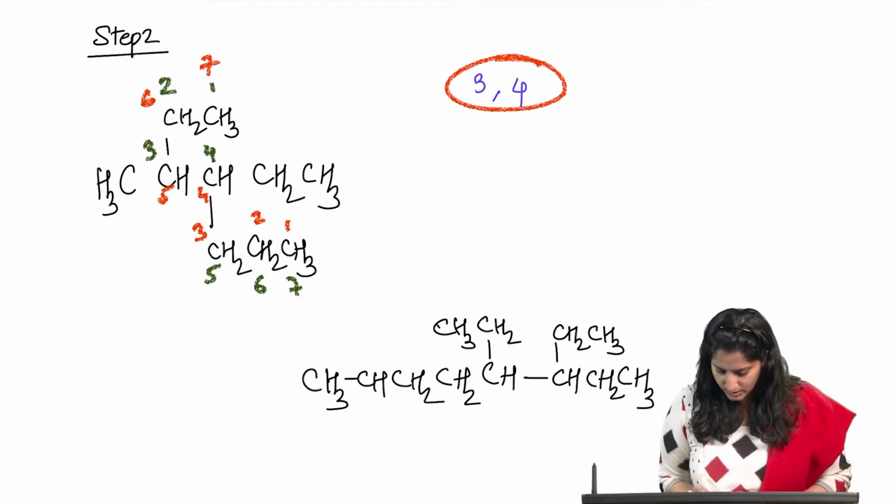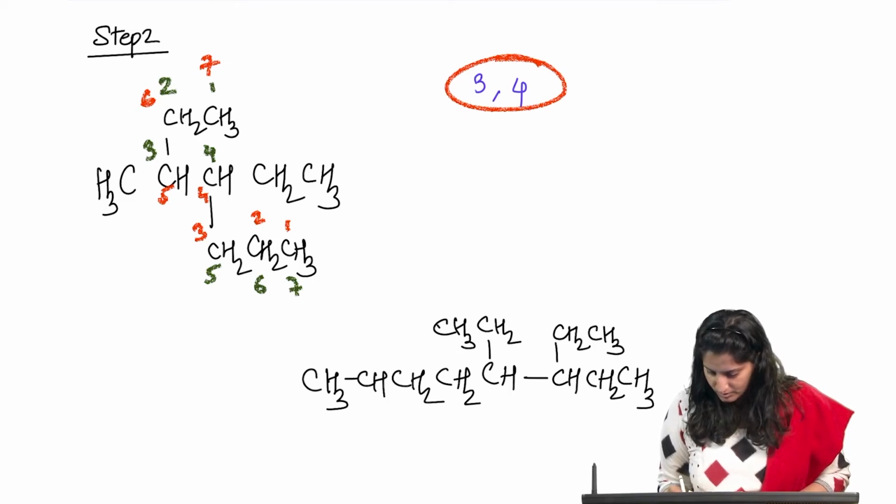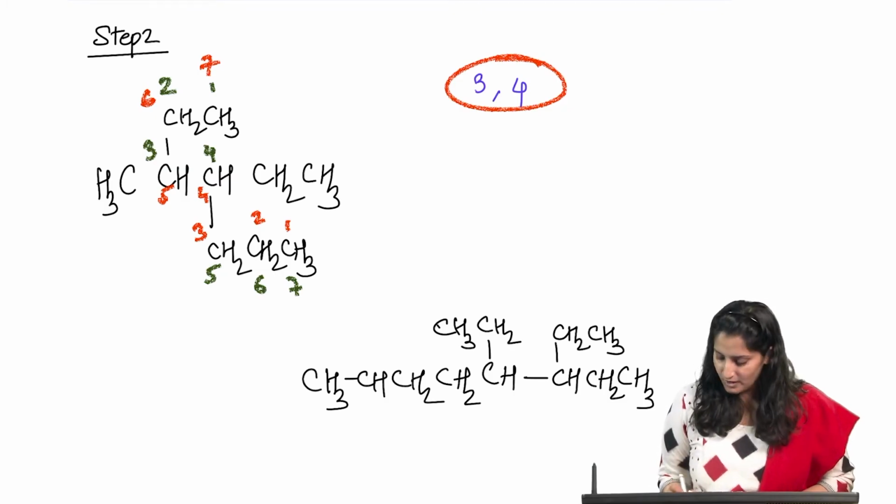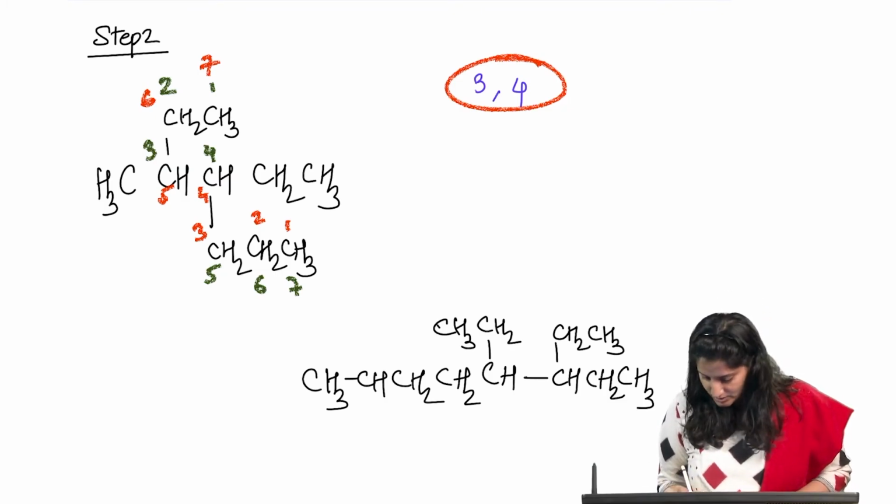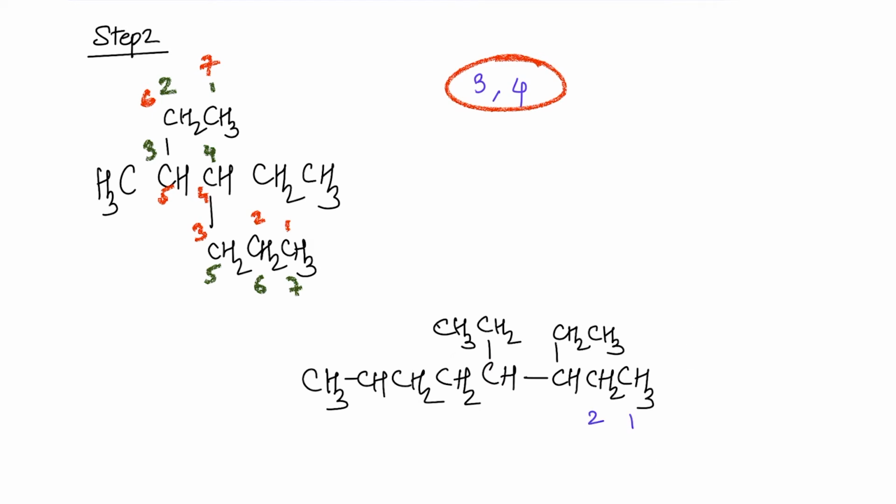Okay, let us try to do this one here. Now, in this case I have the longest continuous chain 1, 2, 3, 4, 5, 6, 7, 8, okay. So, you have an octane as the chain. Now, I can go with the numbering in blue or I can start numbering it from this end 1, 2, 3, 4, 5, 6, 7, 8.